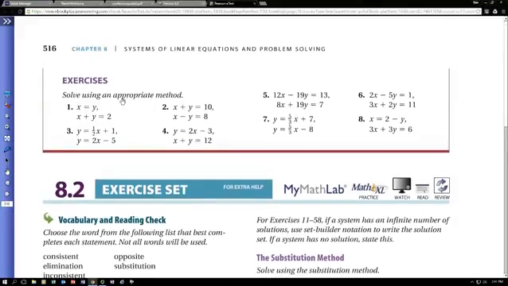So that's section 2. And one more section to go, and then we're going to be reviewing and getting ready for the quiz and the chapter test.